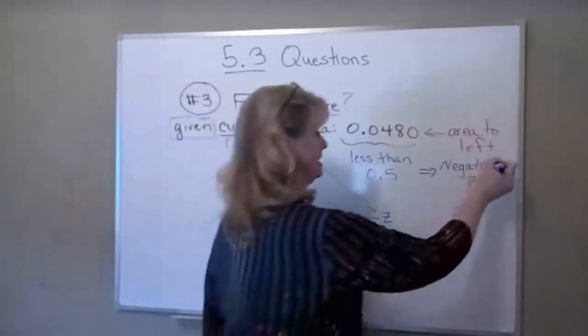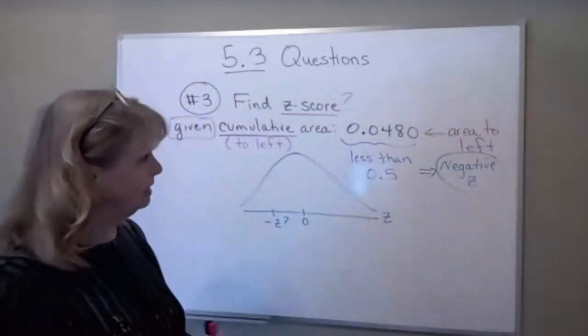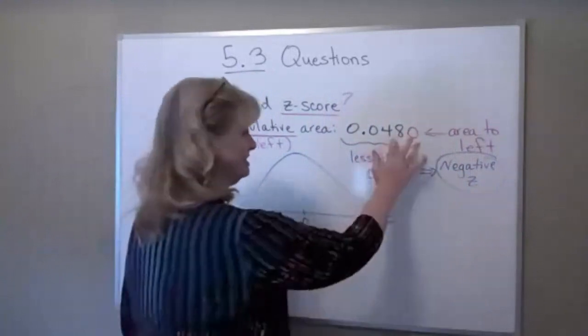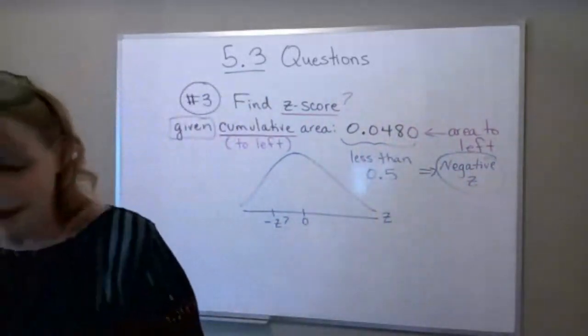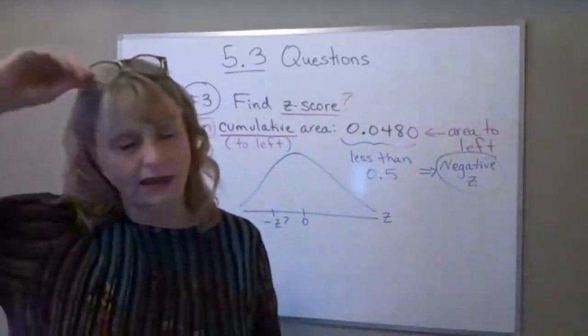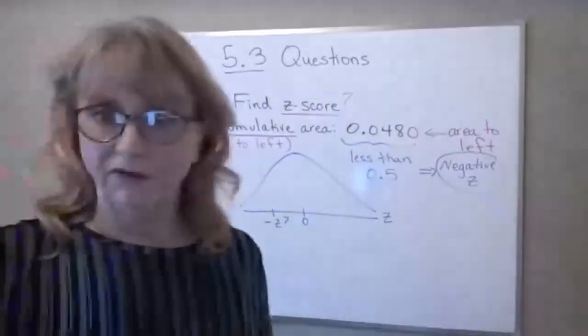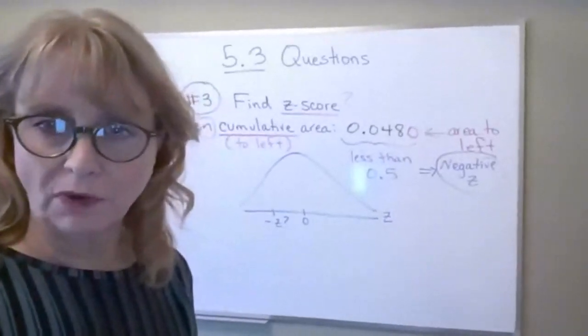But now we know this is a negative z, so we're going to look at the table, and what we are looking for is this area. So we're going to look in the body of the table. So I'm going to pull up that z table. I need to get a better copy of that so that it's more visible, but I already have this one on here, so I'm going to use it.